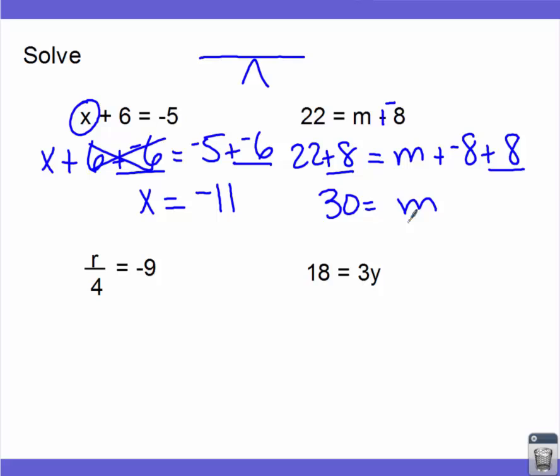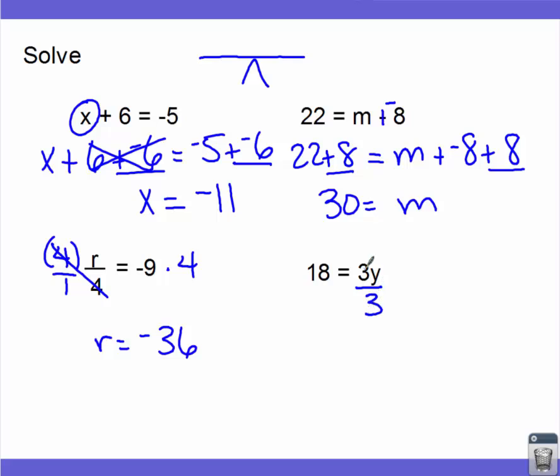Now, if we have a division problem, what we have to do is multiply. In order to get rid of the divide, we're going to multiply. So if I have a 4 on the bottom of a fraction, I'm just going to put a 4 on the top of the fraction. Okay, and then that will cancel things out. So then I multiply this by 4 as well. Oh, not 9. Multiply by 4 as well here, and we end up with these 4's dividing out. R is equal to negative 36. So if I were to plug that negative 36 back into the R, negative 36 divided by 4 will give me negative 9.